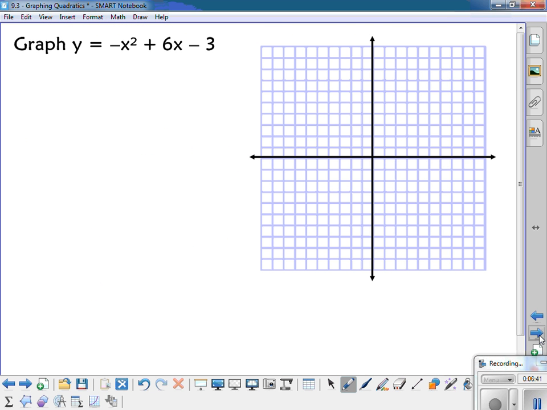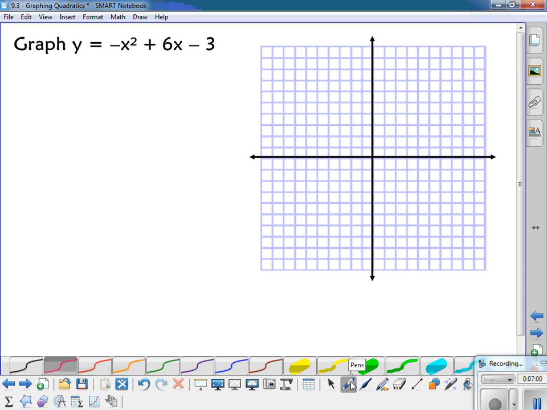All right, so now I'm going to graph y equals negative x squared plus 6x minus 3. So first of all, which direction do you think this one should be going? Down. Should be going down. So when you're doing your homework, pay attention to whether it should be going up or down, because that'll make a difference. All right, so first I'm going to find my axis.